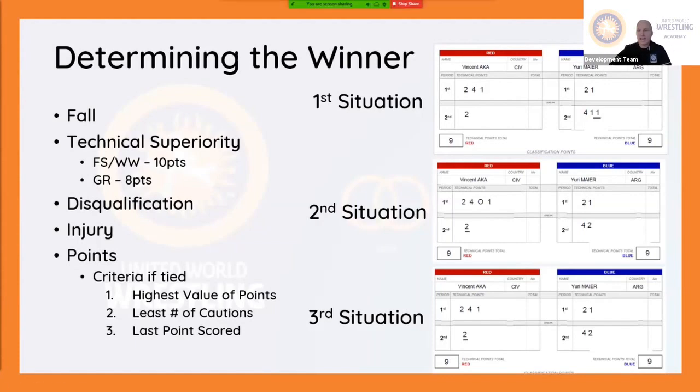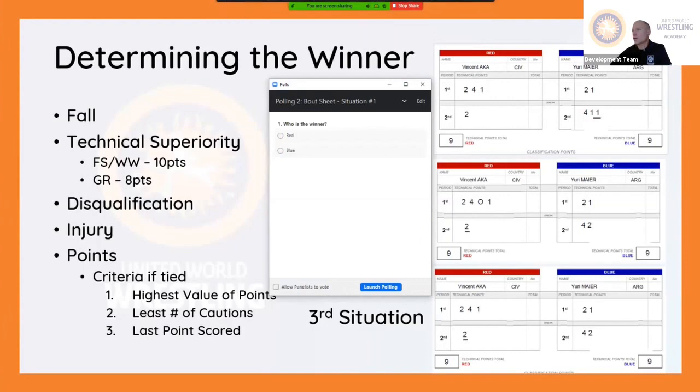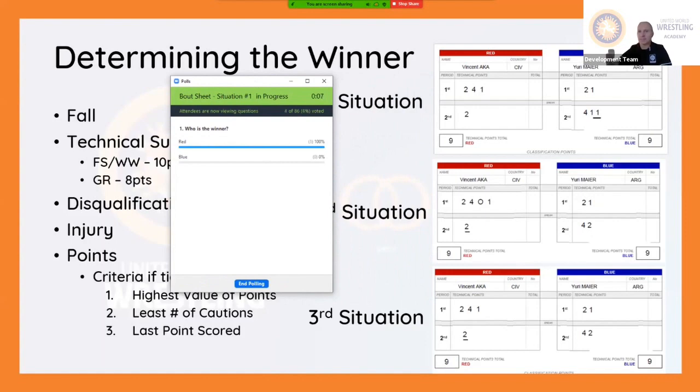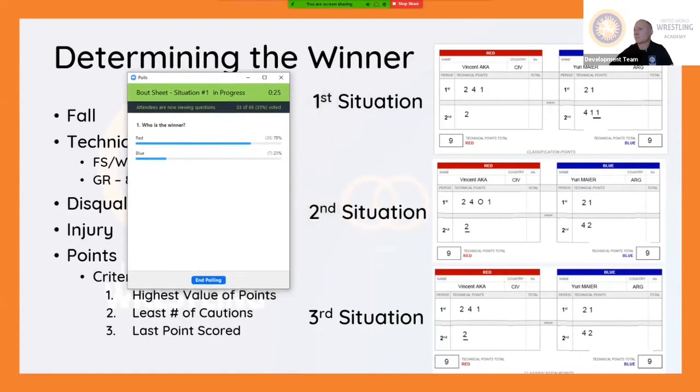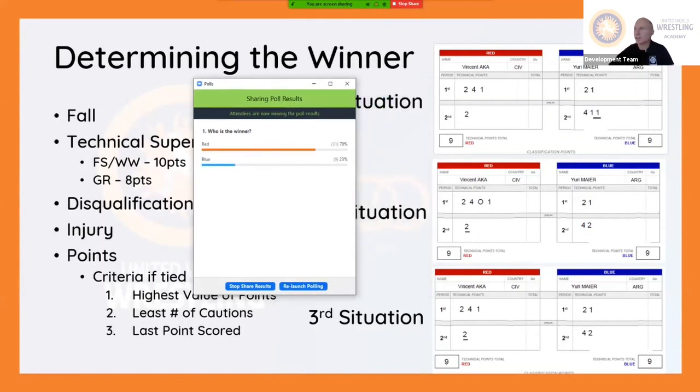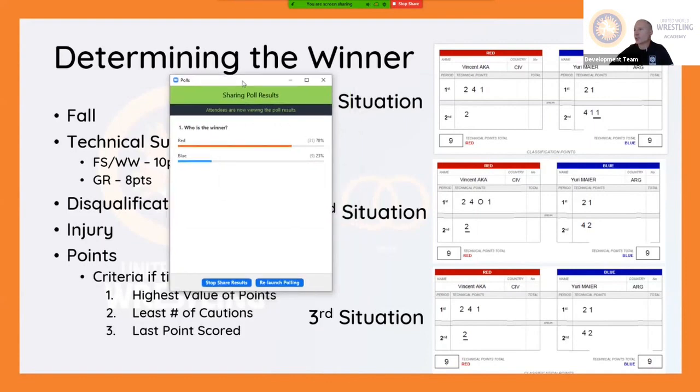So let's take a look at a couple of situations here. For the first situation, I'm going to run a poll question for you. In situation number 1, who is the winner? Is it red or is it blue? Hopefully your screen's not blocked out, because sometimes when we're trying to optimize the video, certain parts get blocked out. I'll give you about another 10 seconds to look at it. All right, and share. So here we go. A majority of you have it red as the winner, and for those of you that did that, you are correct.